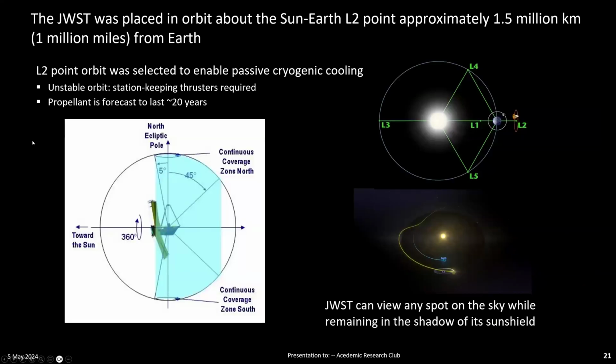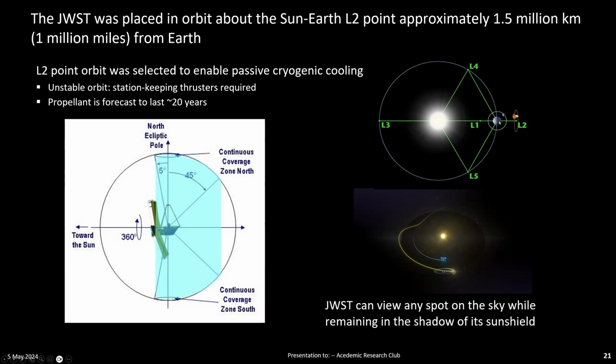And let's talk about that thermal problem first. We didn't put the Webb telescope in orbit about the Earth the way most satellites are. We sent it to a special spot in space called the second Lagrange point of the Sun-Earth system. That's a mouthful. We just call it the L2 point for short. And this point is about 1 million miles away from the Earth in the anti-sun direction.